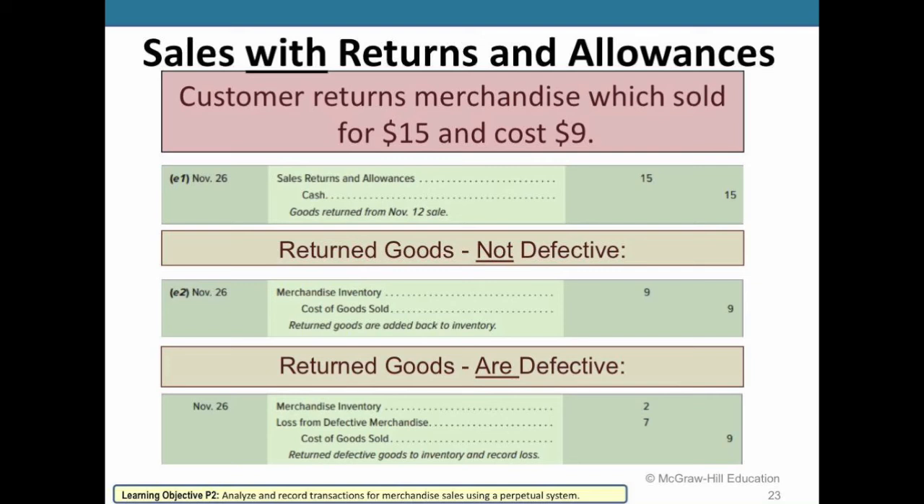Additionally, we might have sales returns and allowances. So if a customer returned merchandise which sold for $15 and cost $9, we're going to have two journal entries we need to account for here. The first is going to be the sales return allowance as a debit for $15, and then cash as a credit for $15. So we're not going to receive the $15 cash for that sale.